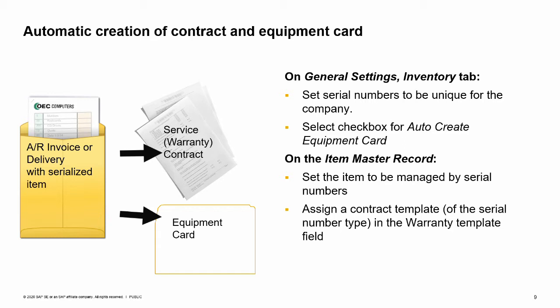Once those two settings are made, any item that is set to be managed by serial numbers will generate an equipment card when an AR invoice or delivery with that item is posted. To create the contract at the same time, you must also assign a contract template in the warranty template field in the item master. Note that the contract template must be of the serial number type.